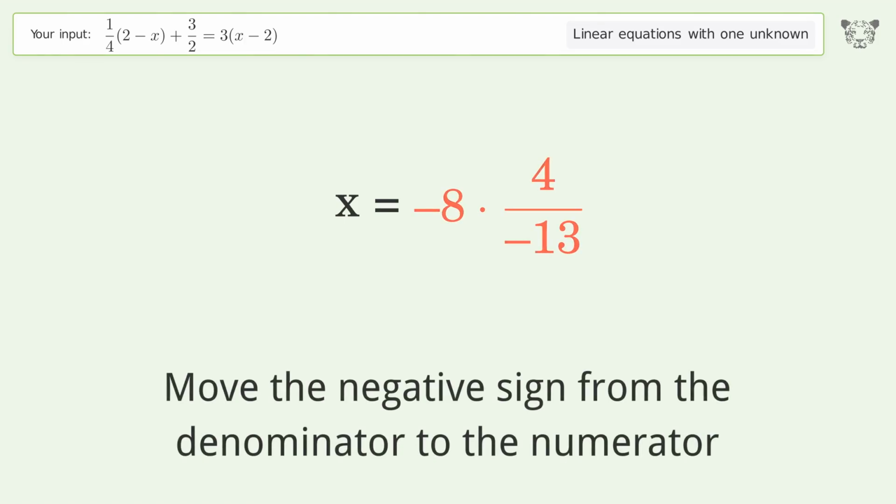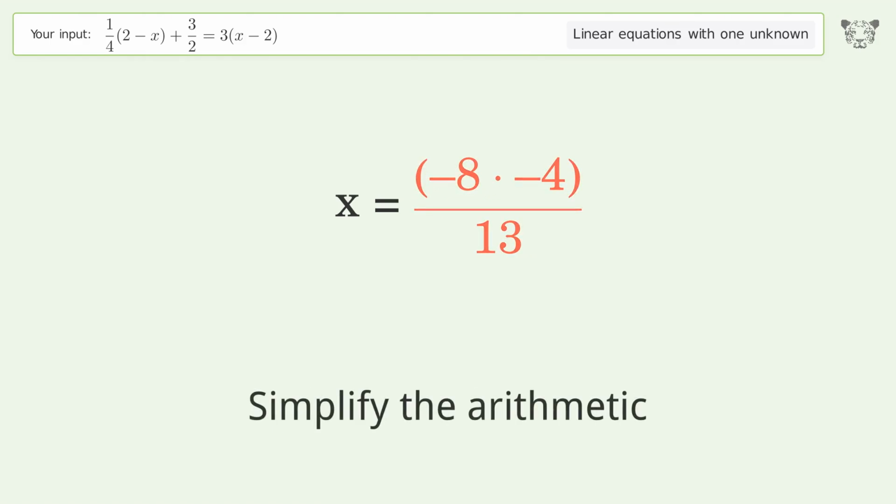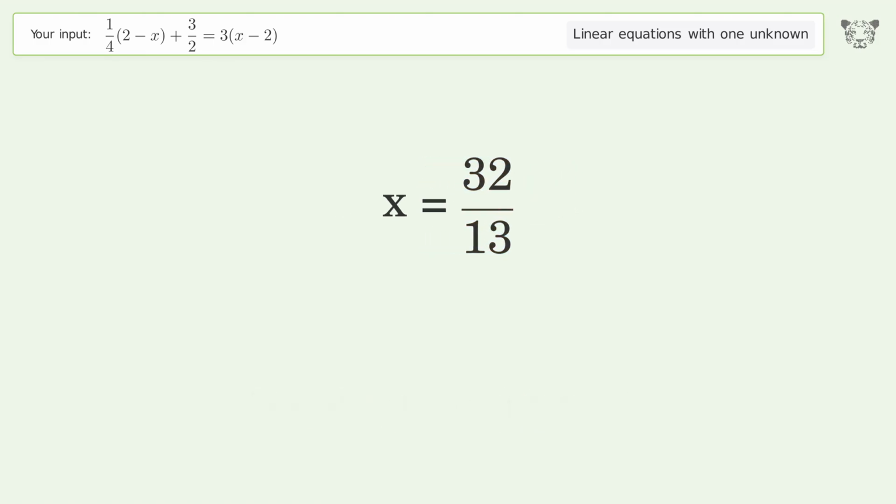Move the negative sign from the denominator to the numerator. Multiply the fractions. Simplify the arithmetic. And so the final result is x equals 32 over 13.